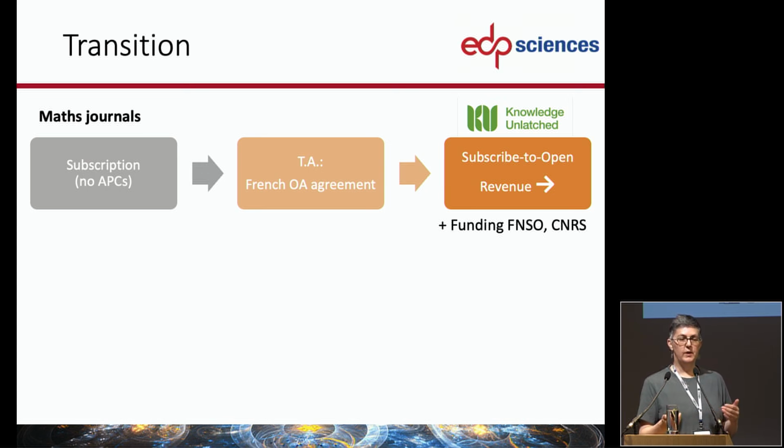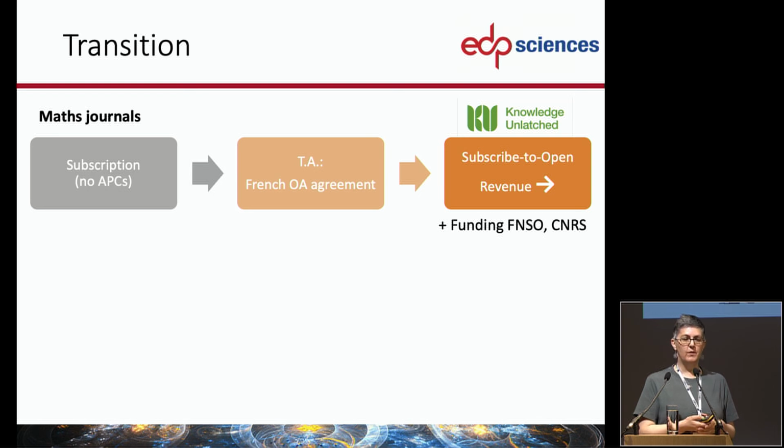That went on for 5 years, and that has actually been renewed, or is under renewal recently. And we decided to transition these journals to subscribe to open. So from the point of view of the publisher, the revenue for us has been pretty much stable because there were no APCs to start with, so there was no loss of income from that side.